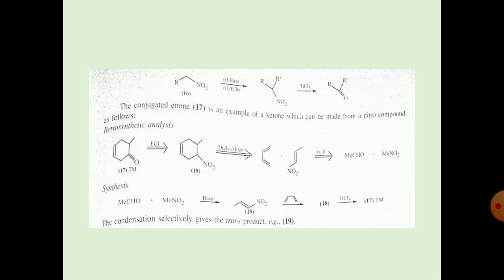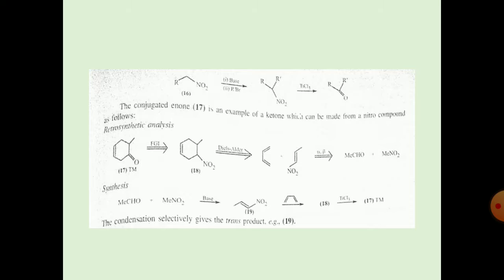The conjugated enone is an example of a ketone which can be made from the nitro compound as follows. The retrosynthetic analysis: firstly, the target molecule undergoes FGI, functional group interconversion; the ketone is converted into the nitro group. Then again the Diels-Alder reaction, then the dienophile and diene are formed, and the alpha-beta unsaturated compound. Then MeCHO, aldehyde, and MeNO2.